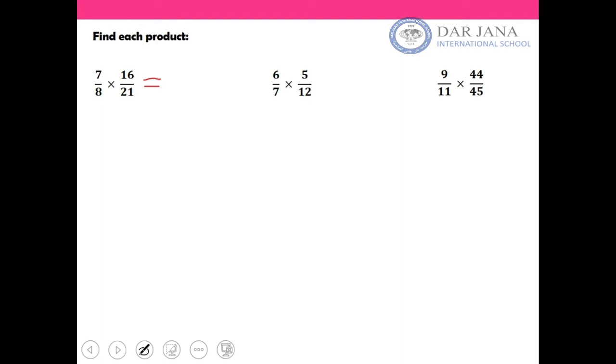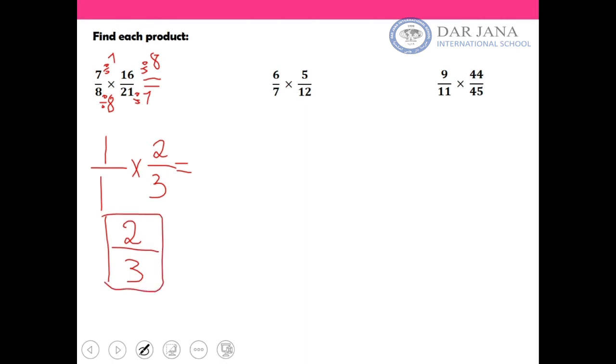I can simplify, let's say 7 and 21 by 7. So I'm going to divide by 7, divide by 7, and the 8 and 16 by 8. So I'm going to divide by 8, divide by 8. And then I will rewrite. So this will be 1. 7 divided by 7, it's 1. 8 divided by 8, it's 1. 16 divided by 8, it's 2. And 21 divided by 7, it's 3. And then I multiply numerator by numerator, denominator by denominator. 1 times 2, it's 2. 1 times 3, it's 3. It's in simplest form, and it's a proper fraction. There's nothing I can do more.